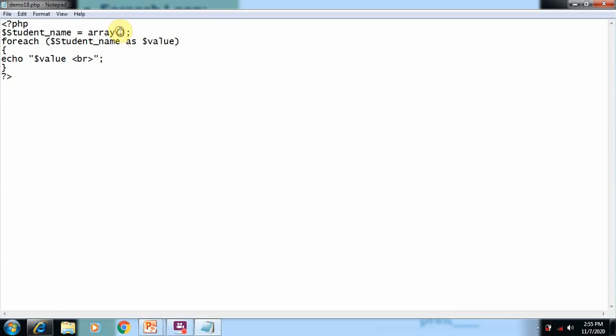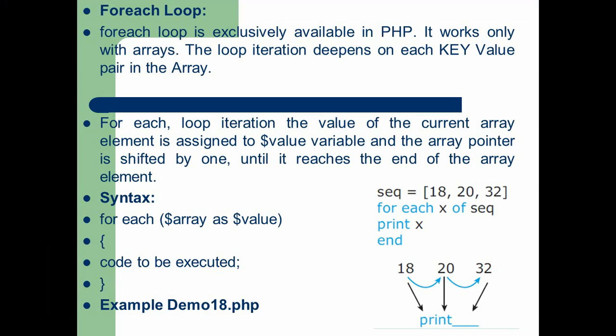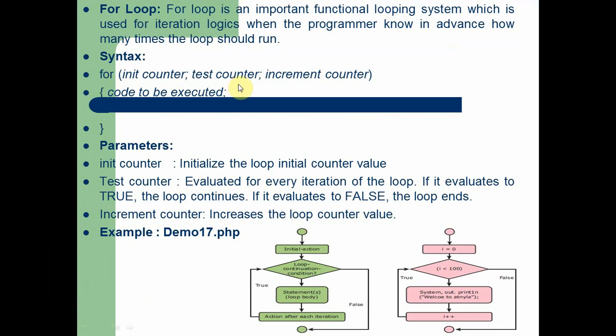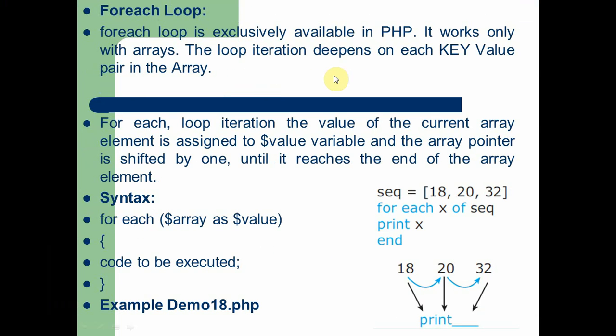So I hope you understand the foreach loop, and you can understand very well the difference between the for loop and the foreach loop. In the for loop, we give the manual reference for initial value, test and increment counter, whereas in the foreach loop there is no need to mention the initial counter, condition and increment value, because all these values are accessed through the array variable elements.